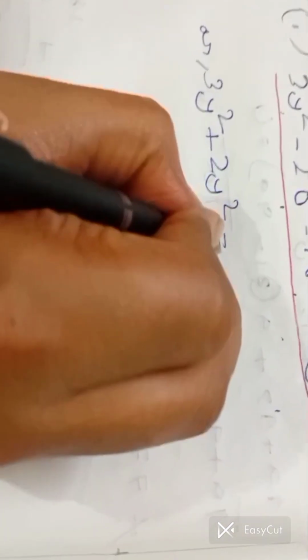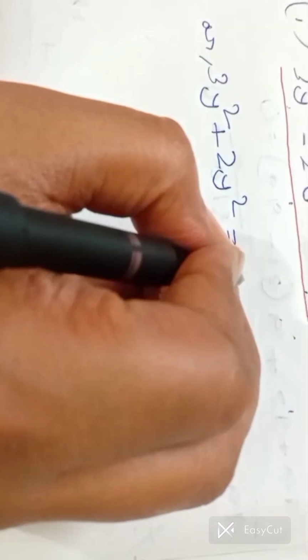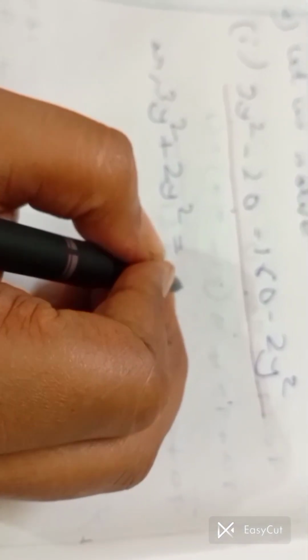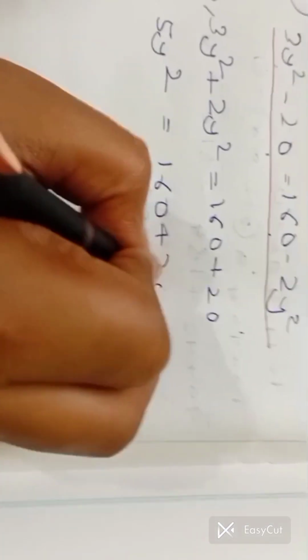Okay, and on the right hand side there is 160, and on the left hand side there is minus 20. So if we bring 20 to the right hand side, what do we get? 160 plus 20. Okay, so 3y square plus 2y square equals 5y square, and 160 plus 20 equals 180.